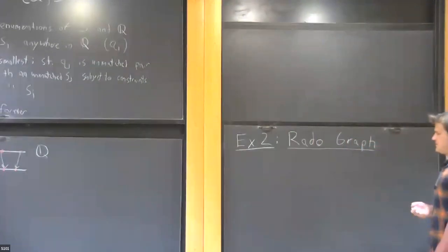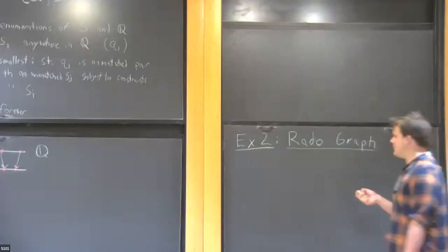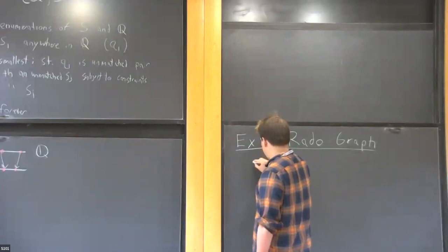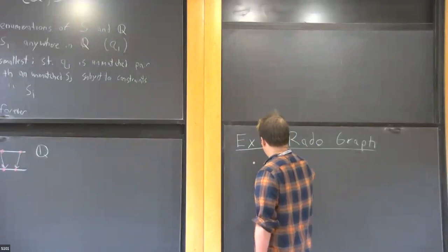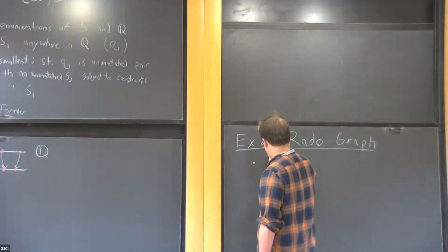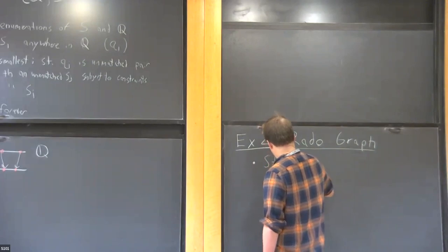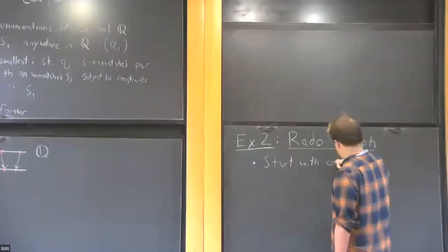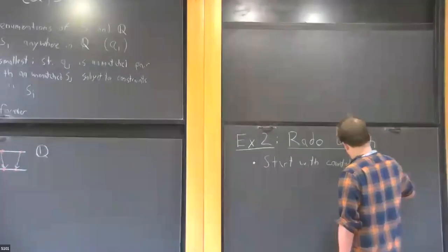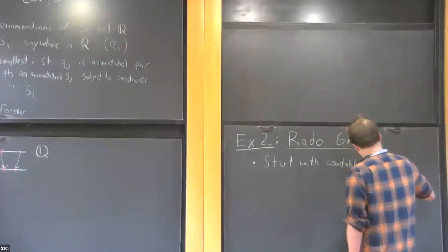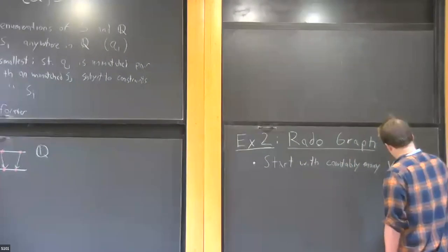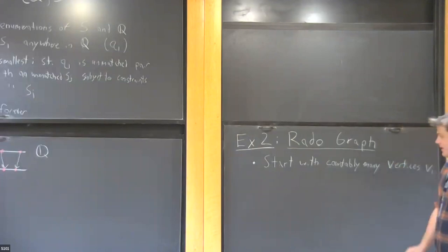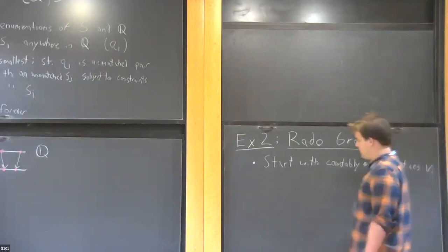Okay, so what is this? This is a graph, and here's how it's constructed. I'll give a couple of constructions. Start with countably many vertices. Call them v_i, where i is a natural number.